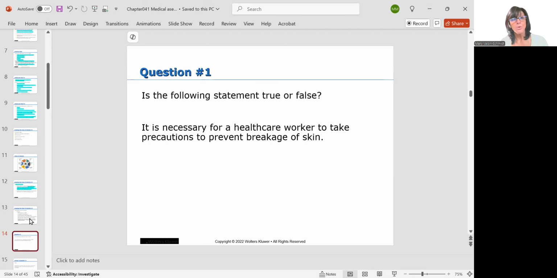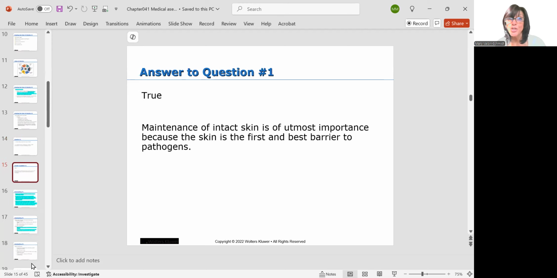Is the following statement true or false? It's necessary for a healthcare worker to take precautions to prevent breakage of the skin or compromised skin integrity. If you said true, you'd be right. Skin integrity, that's our first line of defense. It is the best barrier that we have.